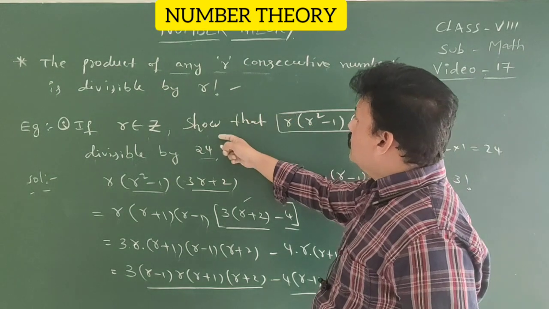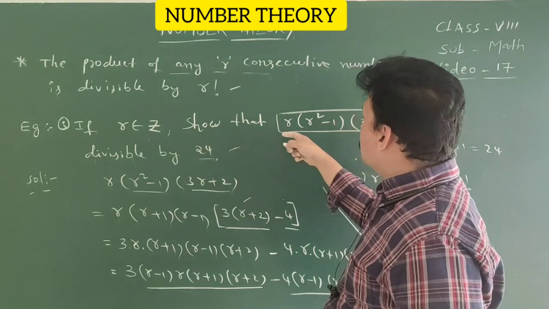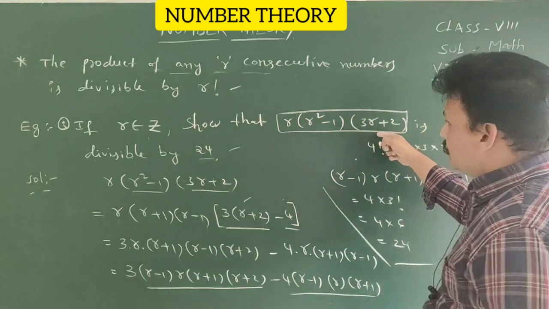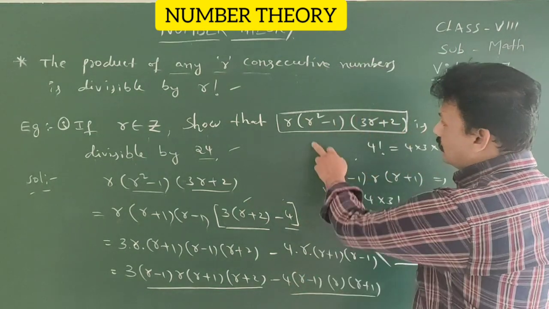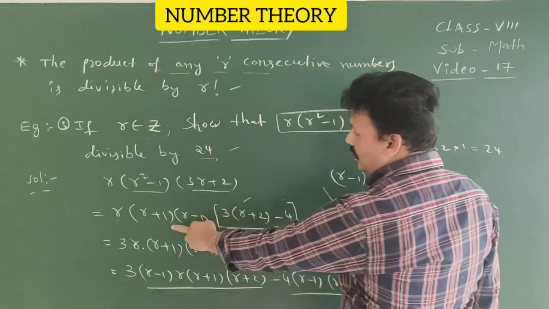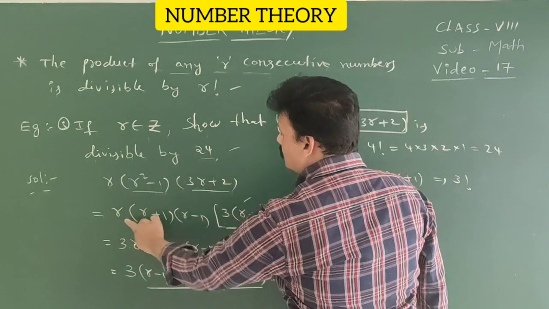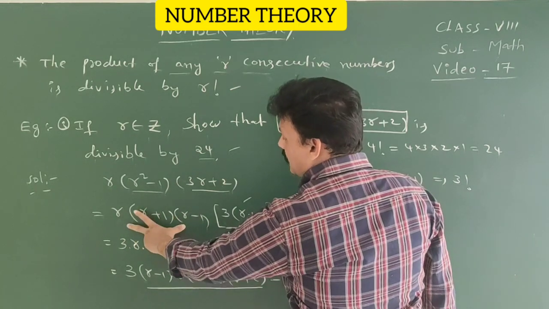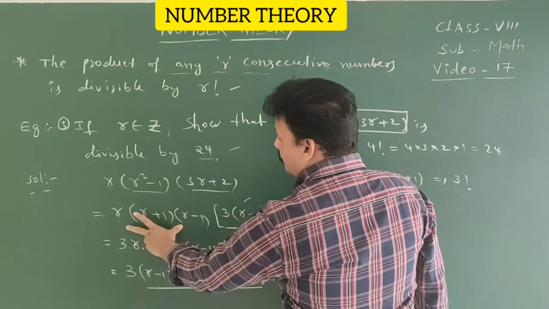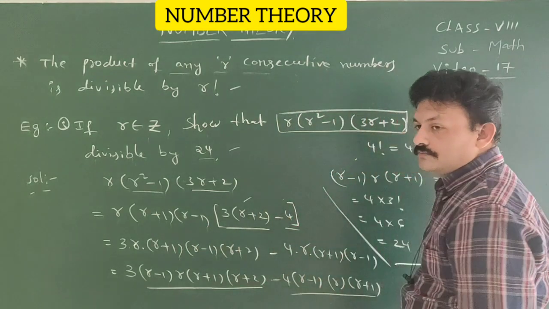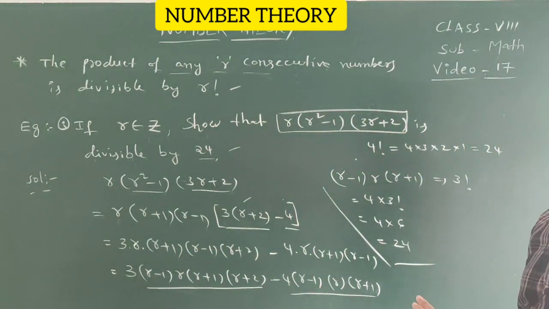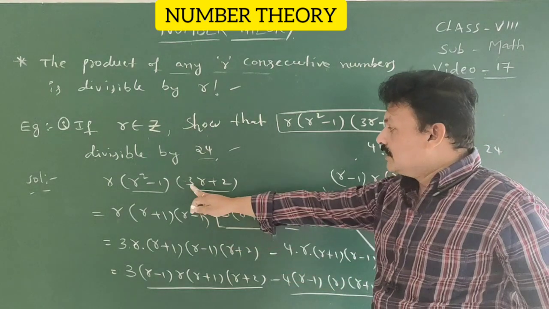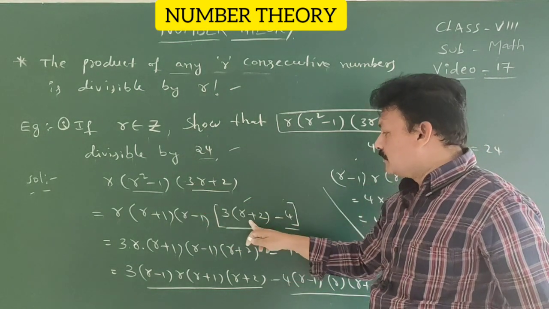Here we need to prove, if r is an integer, show that r into r square minus 1 into 3r plus 2 is divisible by 24. Now r into r square minus 1 means r plus 1 into r minus 1, so r minus 1, r, r plus 1 are three consecutive integers we have. If you have r plus 2, it is another consecutive integer, or r minus 2. But here, with respect to the given term, we will get only the r plus 2 term.